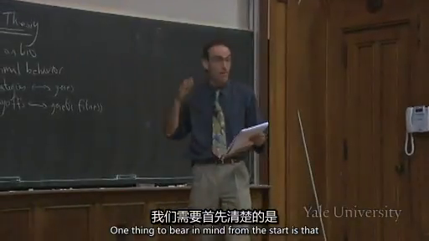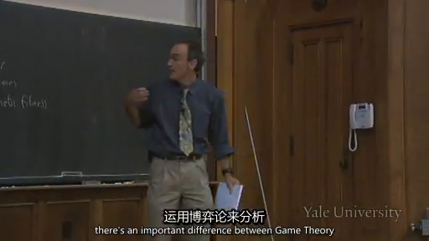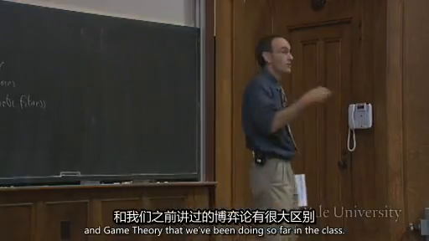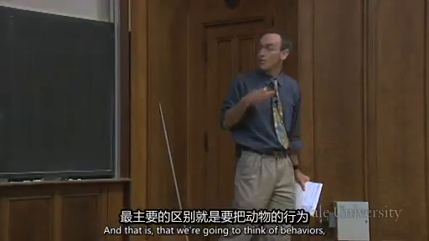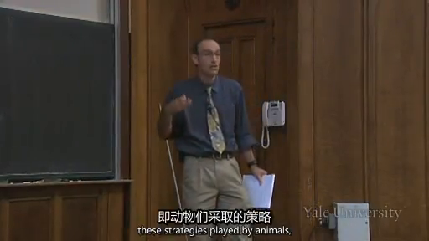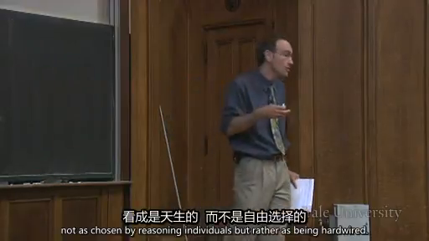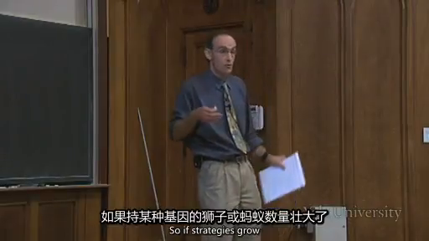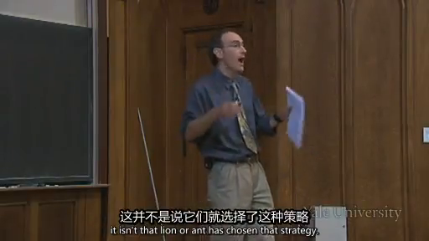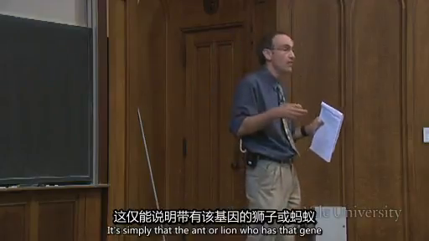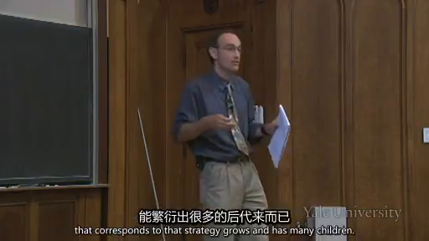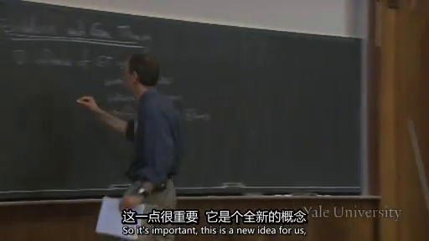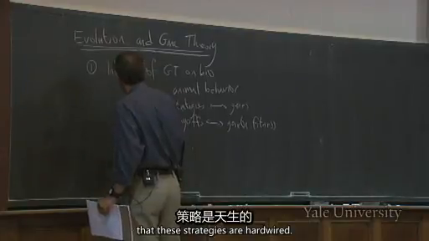One thing to bear in mind from the start is there's an important difference between game theory as analyzed in animal behavior and biology and game theory that we've been doing so far in the class. We're going to think of these behaviors, these strategies played by animals, not as chosen by reasoning individuals, but rather as being hardwired. So if strategies grow, it isn't that some lion or ant has chosen that strategy. It's simply that the ant or lion who has that gene that corresponds to that strategy grows and has many children. So it's important that this is a new idea for us, that these strategies are hardwired.